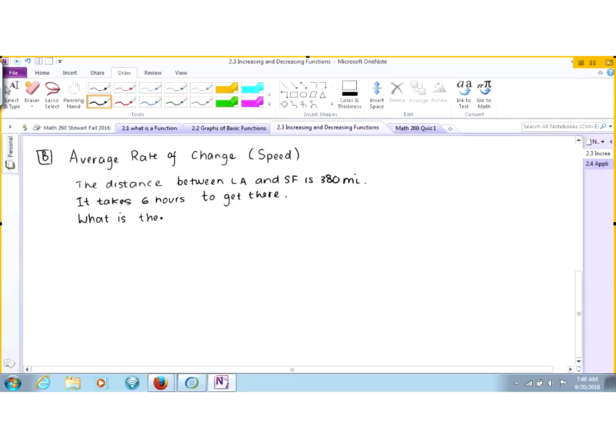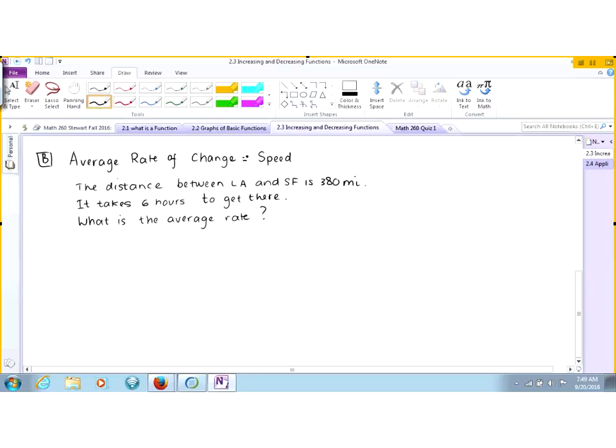What is the average rate? So this is talking about speed, okay? So this is also slope. So average rate of change, you could equate this to speed if we're talking about a car, or slope. Later on, we will talk about it. So how would you answer that? Well, it's just going to be 380 miles divided by 6 hours.